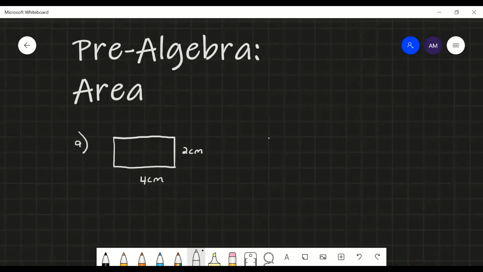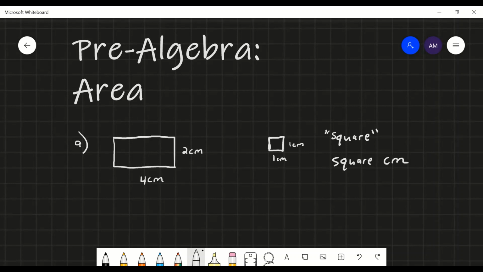So here, for example, let's say this square was 1 centimeter by 1 centimeter. Well, it's a square, and it's a square that is measuring 1 centimeter in both directions. So we would call it a square centimeter. Makes sense, I hope.